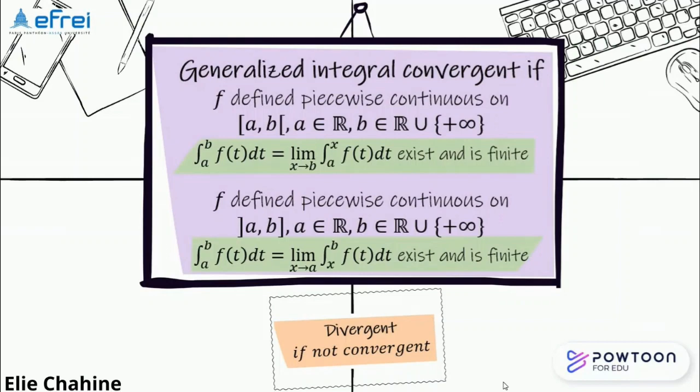In a similar way, we can define also the generalized integral when f is defined at a but not at b. b can be infinity in this case. When the integral is not convergent, it's of course divergent.